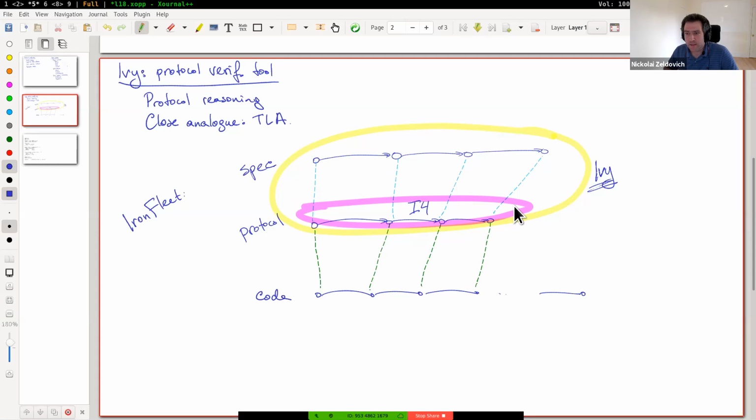That makes sense? Questions about this setting, if you will? All right.